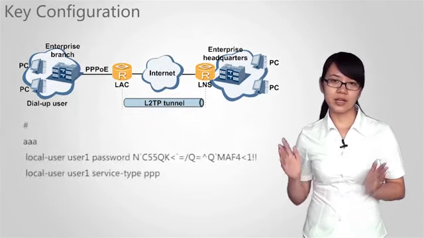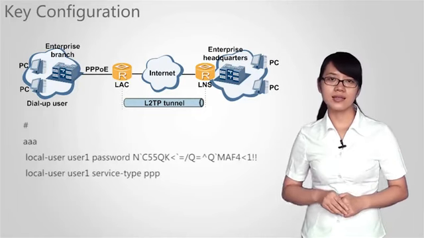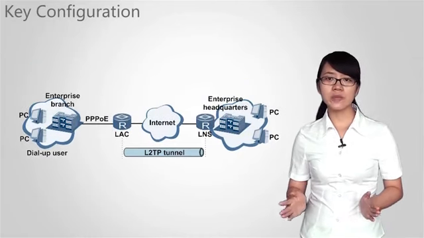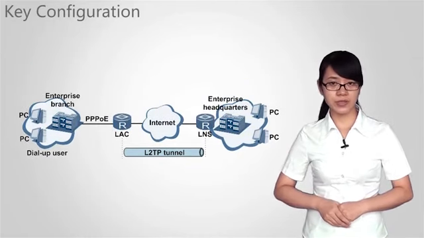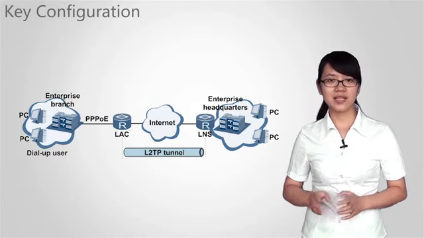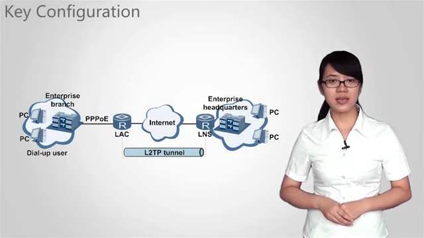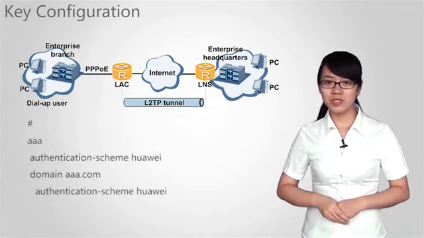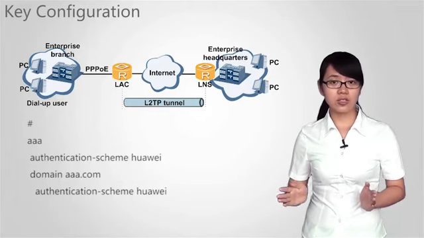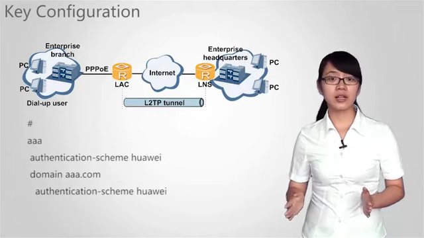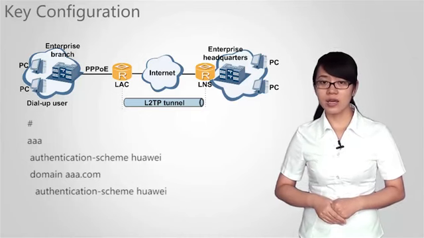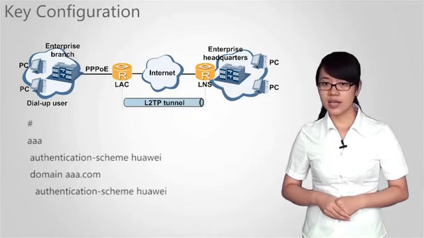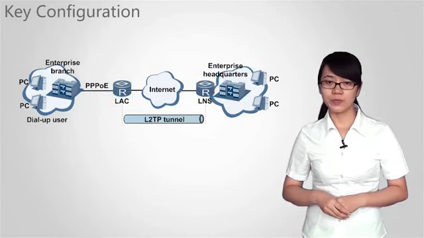For example, you can configure a local user, user1, and set a password and service type for user1. If the LAC determines whether the remote user is a VPDN user based on domains, you must configure user information and domain schemes on the LAC and LNS. For example, if the remote user is in the AAA.com domain, you can configure the authentication scheme Huawei to use the default local authentication and apply the authentication scheme in the AAA domain view.